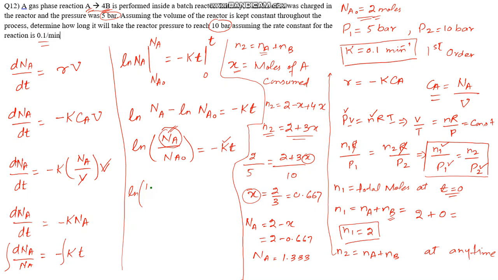Now put the values in here. Natural log of 1.333 divided by the initial moles, 2, is equal to minus 0.1 into T, and once you solve it, T will be equal to 4.05 minutes. So this question is also complete.